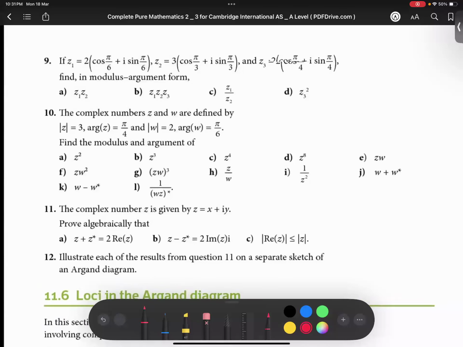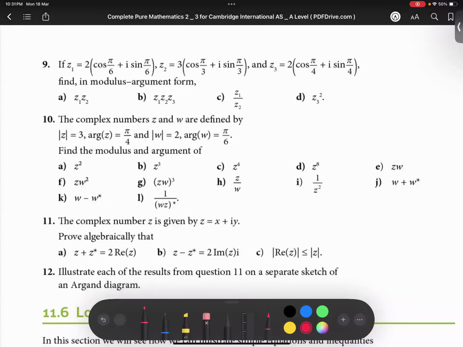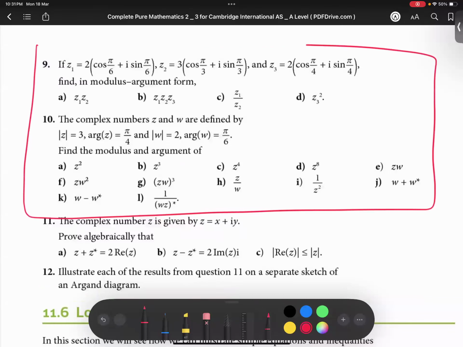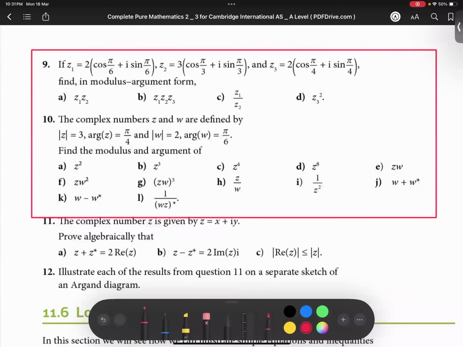So student, this class is over and the concept of the whole is clear. And as a teacher, I suggest you, please, do these 2 questions, it's good for practice. Question number 9, this is multiplying, so you know very well what to do. The modulus will multiply outside, and the arguments pi by 6 and pi by 3 will add.